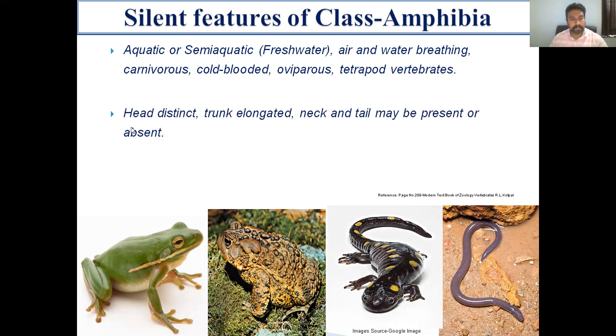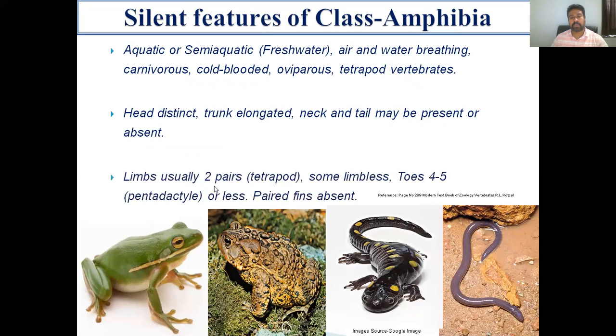If we talk about its body, they have a distinct head, elongated trunk, and neck, and the tail may be present or absent. For example, in the frog and toad, the tail is absent. The limbs are usually two pairs, that is tetrapod. Some are limbless, for example Ichthyophis, which does not have limbs. The number of toes is 4 to 5, pentadactyl, or less. Paired fins are absent. In some forms, median fins are present, but they are devoid of fin rays.